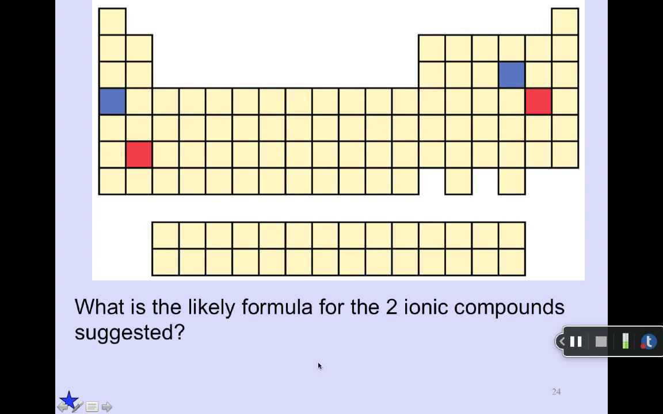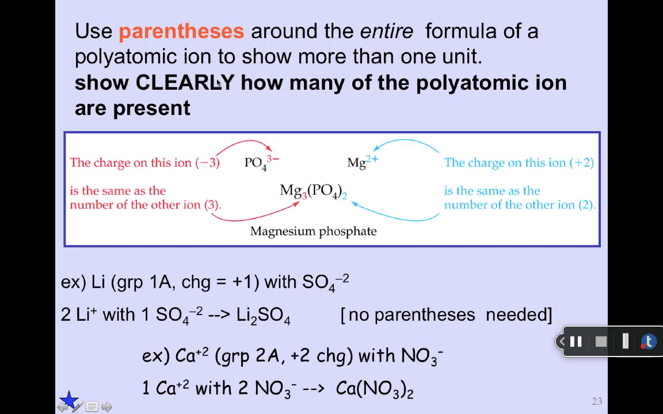If you think about what the likely formula is for the ionic compound suggested, in other words, what if you put the red element with the red element on the right. And so you have to deduce what their charges are going to be. The red element on the left would be in group 2, so it should have a +2 charge.